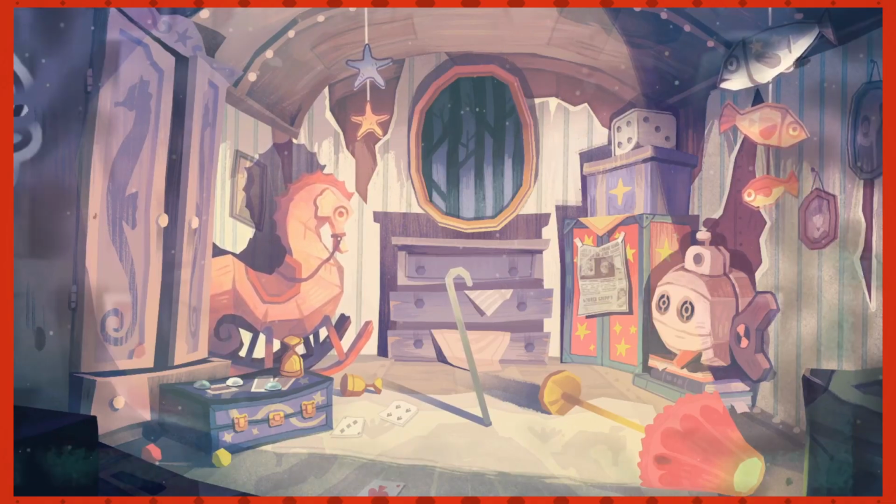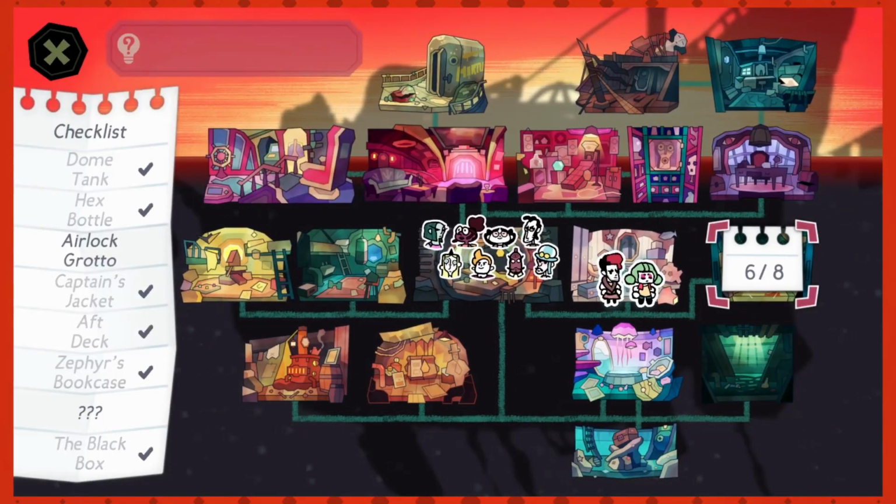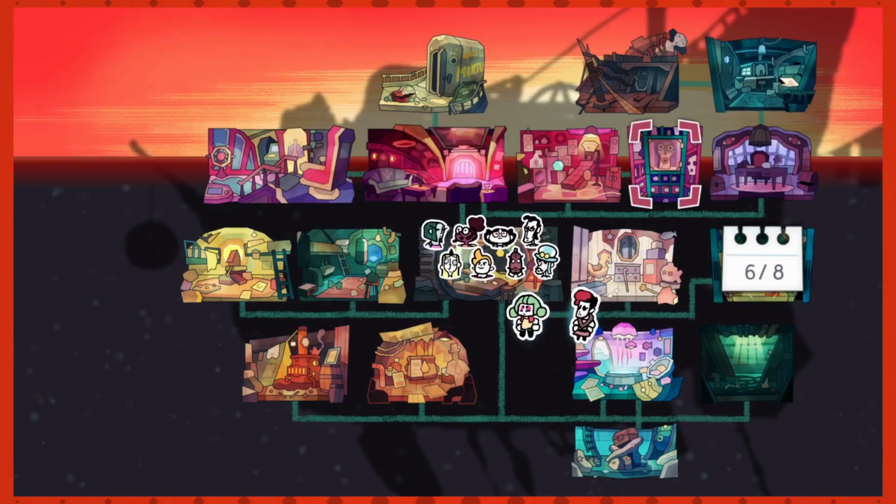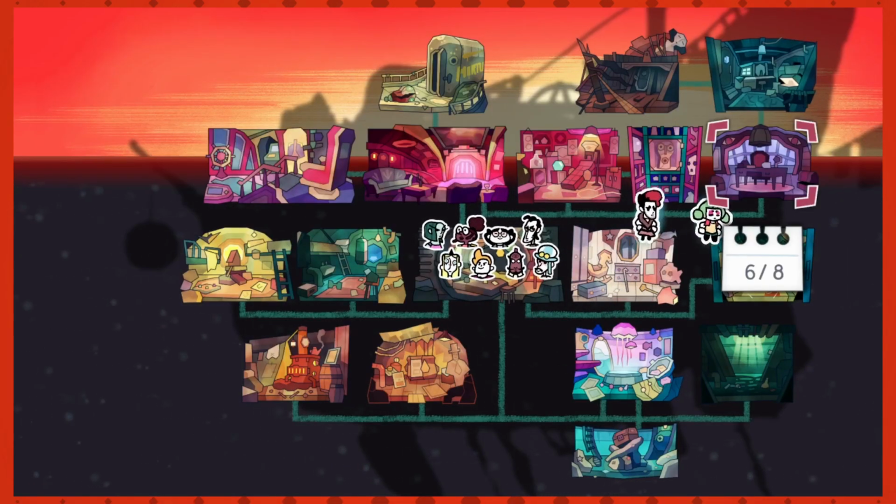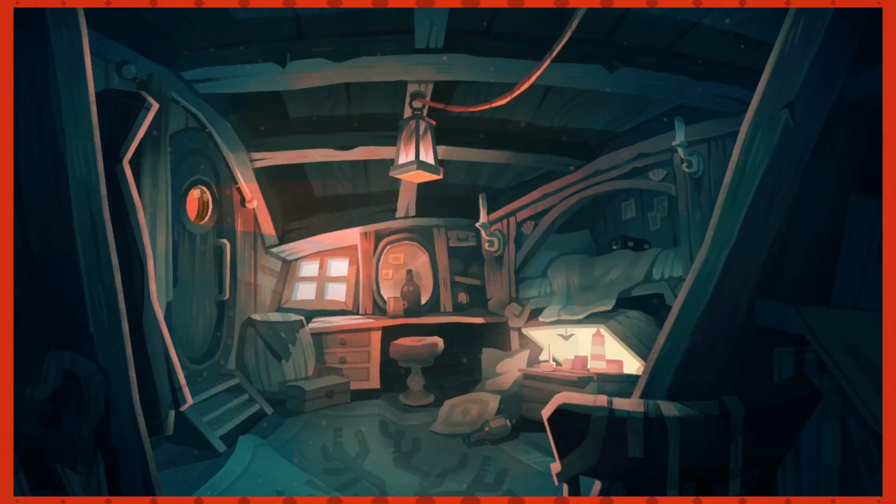Doesn't seem like there's much else to see here. What do you mean, airlock grotto? That makes no sense. I've already been up here. Captain's quarters.